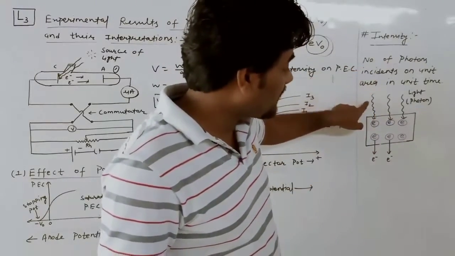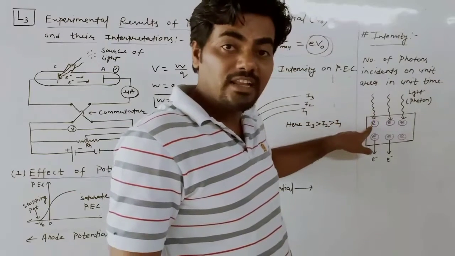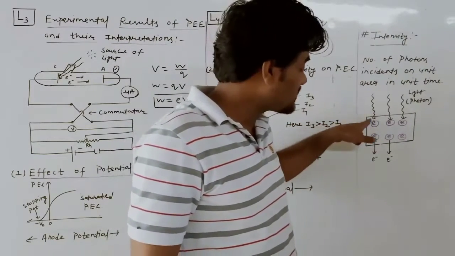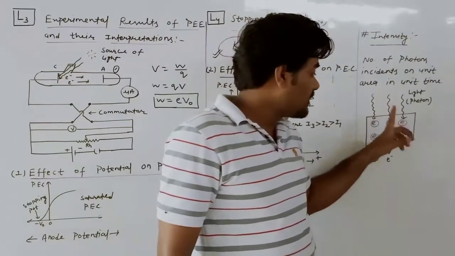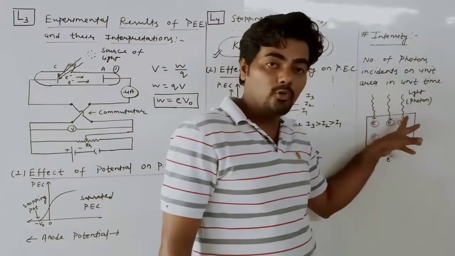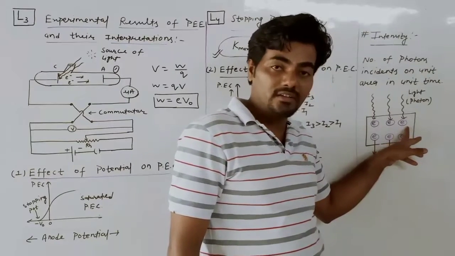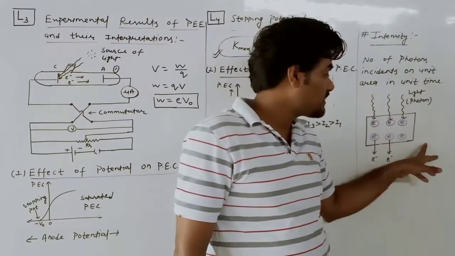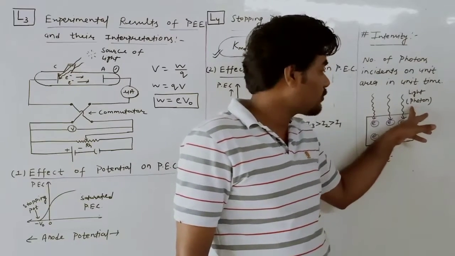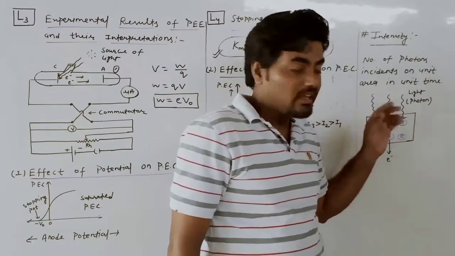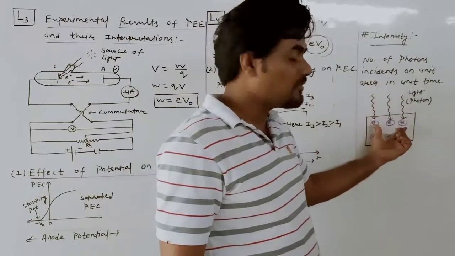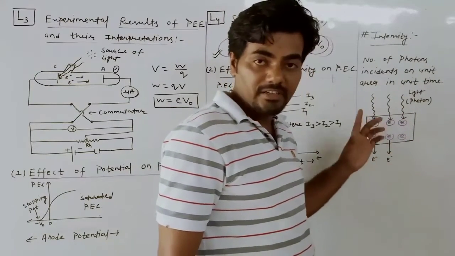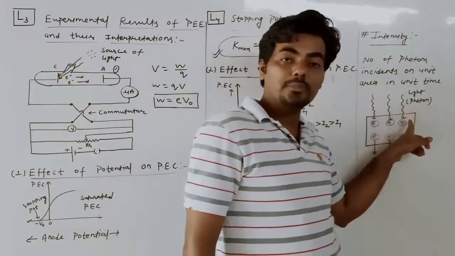If the energy provided by this photon is greater than the energy required by the electron to come out from the metal surface, then the electron will emit. If the energy provided by the photon is less than the energy required to emit from the metal surface, then the electron will not emit and the photon will be absorbed. Here you can see that I have shown 3 photons, but 2 electrons are emitted. It means this photon is absorbed.